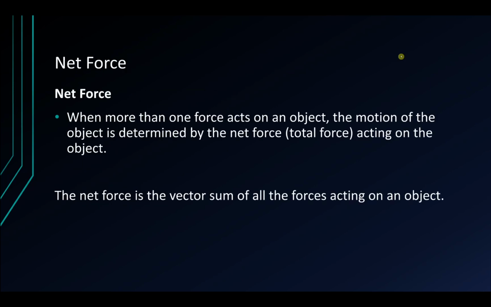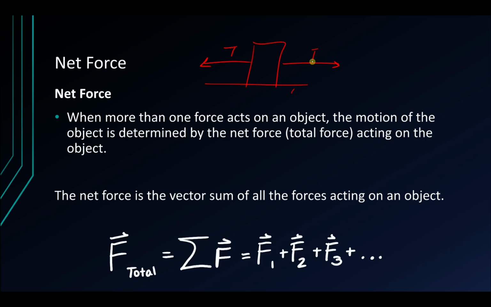So what happens if we have an object that has multiple forces acting on it? Let's say we have a block and we have two people pulling at the block. We have two different tension forces. How do we determine what direction this object is going to move in? Well, we need to think about the net force on the object. When one or more forces act on an object, the motion of this object is determined by the net force, or the total force. The net force is just a sum of all of the forces acting on the object.